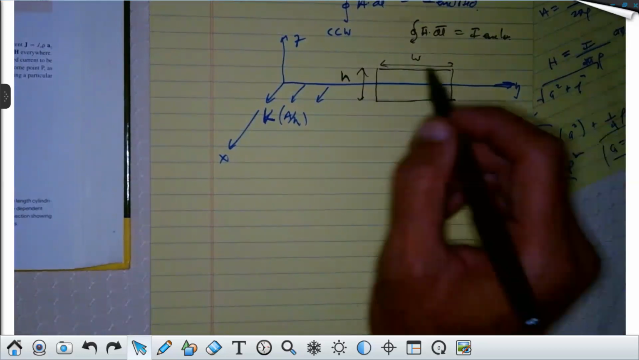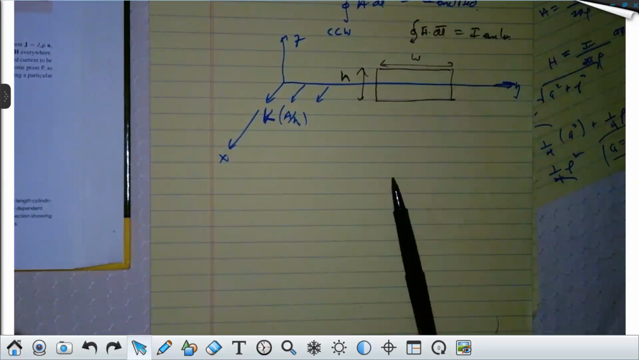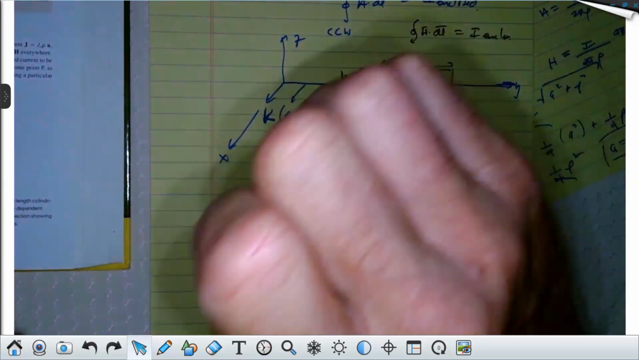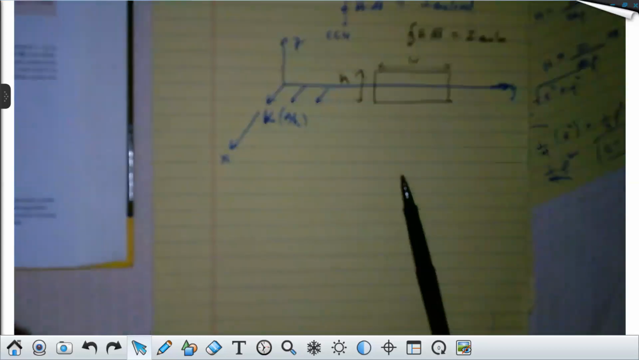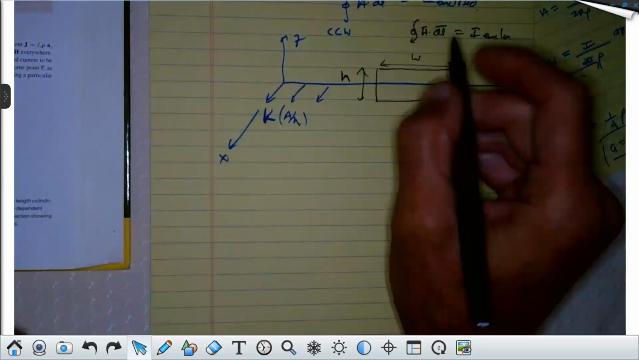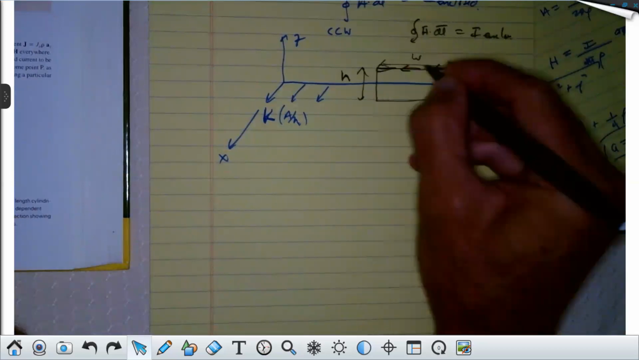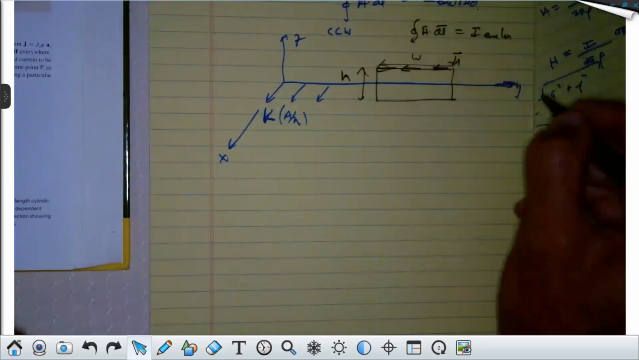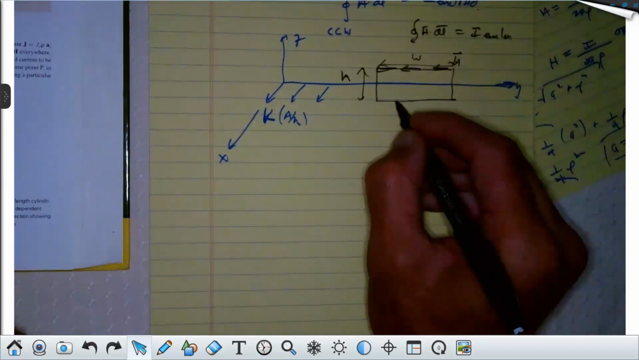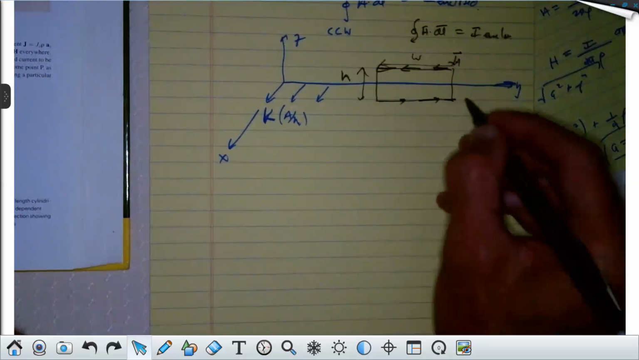And if you're above the plane, you can use your right hand, put your thumb in the direction of the current, and your fingers will curl around the direction of the H field. So up here, the current's coming out like that. The H field will be this way. And if you're below it, the H field will be in the other direction. Are you with me?